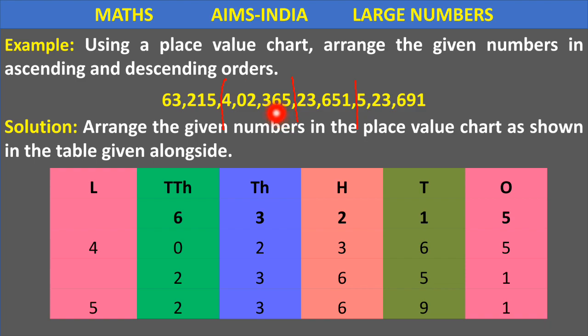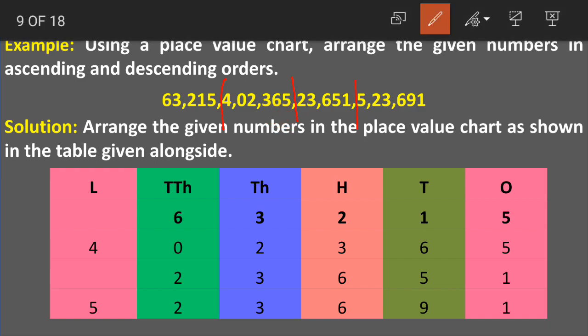Next number is 4,02,365. You can simply start writing the numbers from the right side. The first number from the right side is 5. So write 5 in the ones place. Then we have 6. So write 6. Then we have 3. Then we have 2. Then we have 0. And then we have 4.